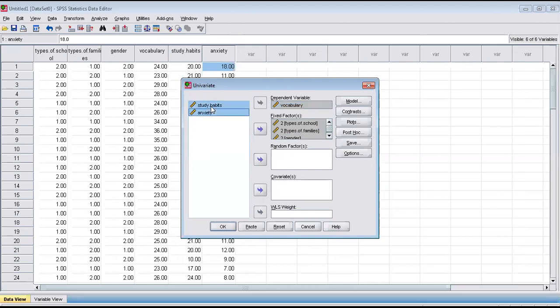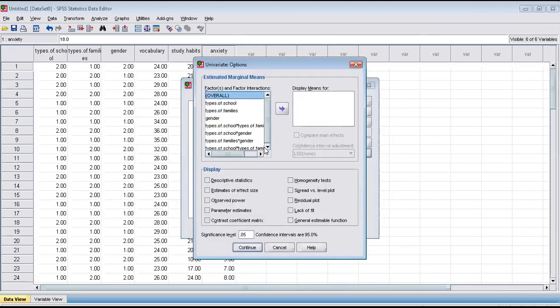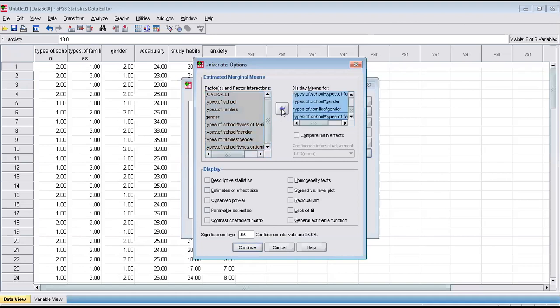The covariates are two. One is study habits, another is anxiety, so you can shift them here. I hope you have understood it. Now let us go to the options. Here, let us first select all these things, and then we can shift them to the right-hand side dialog box.